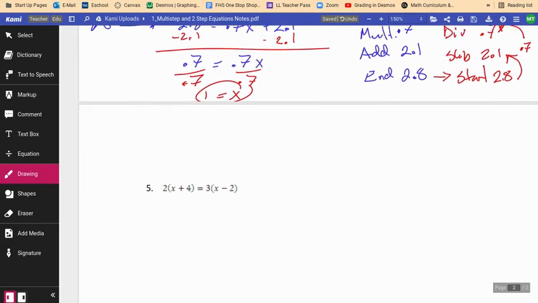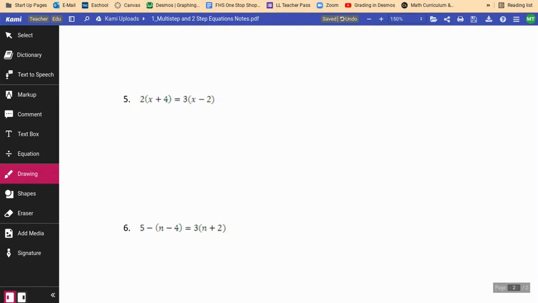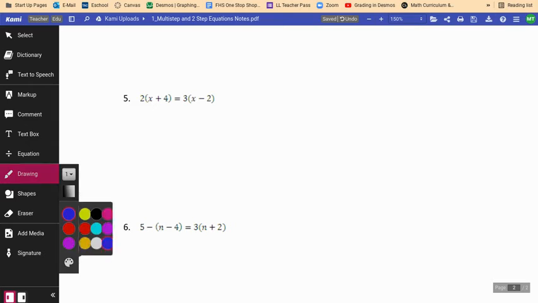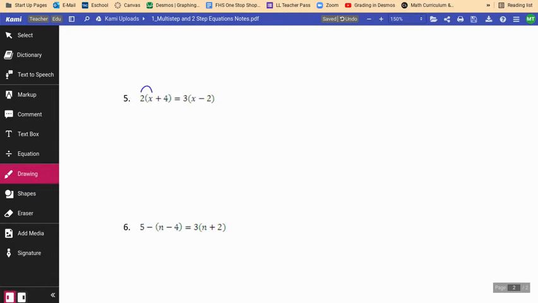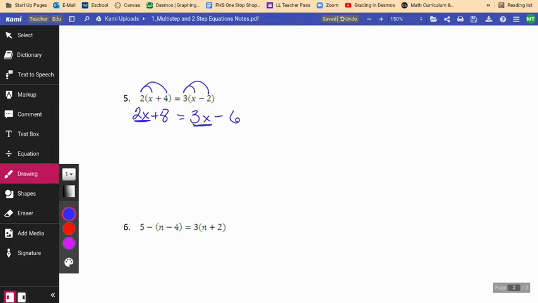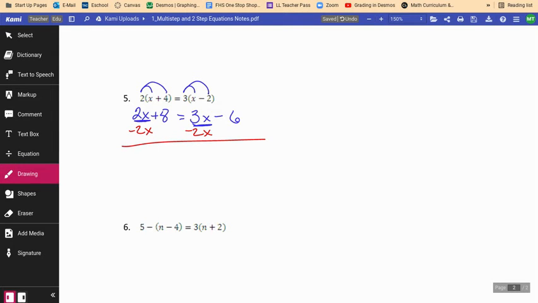All right. So number 5, we do need to simplify. So the first thing we do to simplify is distribute. So we get 2x plus 8 is equal to 3x minus 6. Again, I want to combine those variables. So let's move the 2x to the right side of the equation. We do that by subtracting 2x. Those cancel on the left. I'm left with 8 is equal to x minus 6.